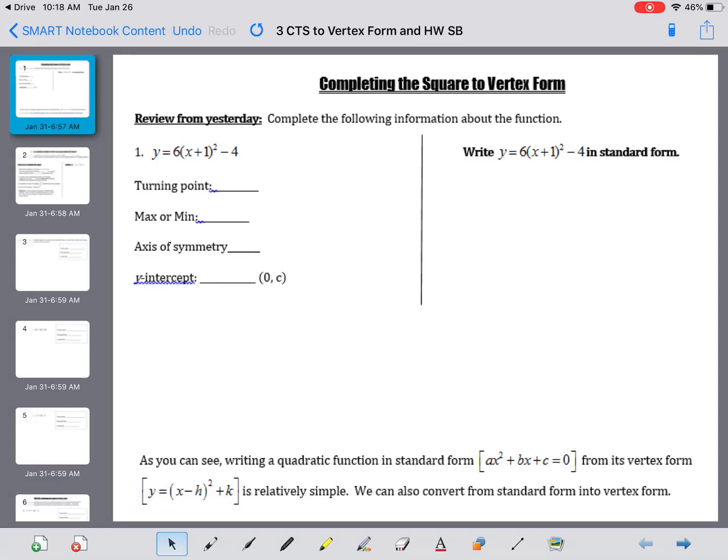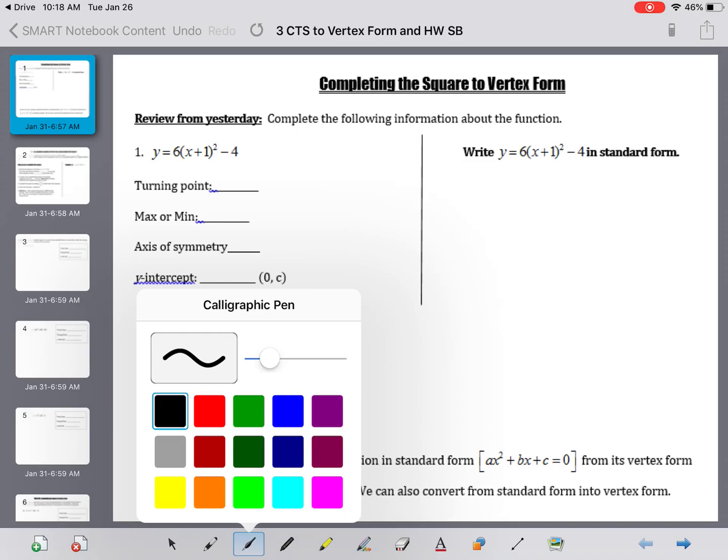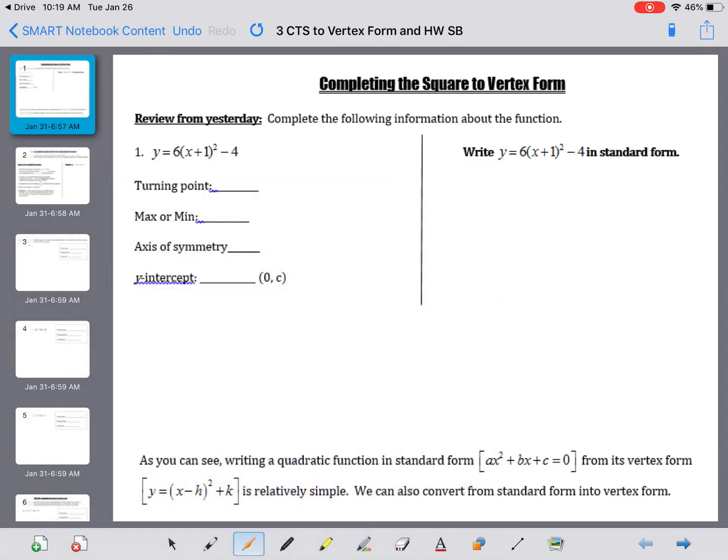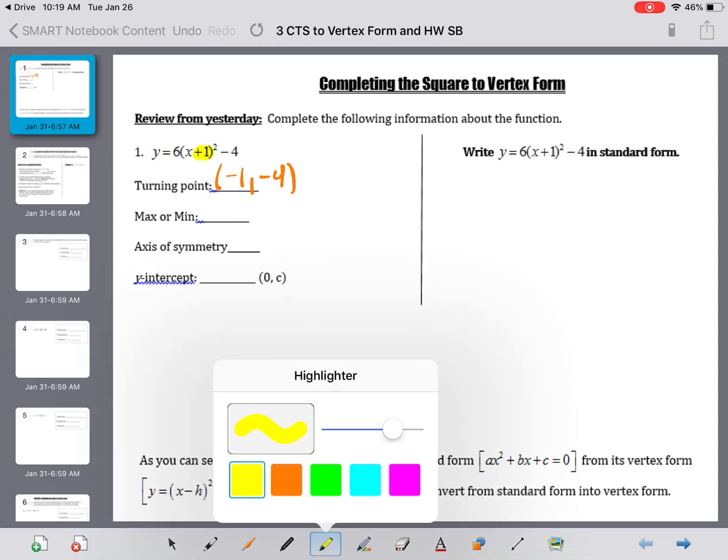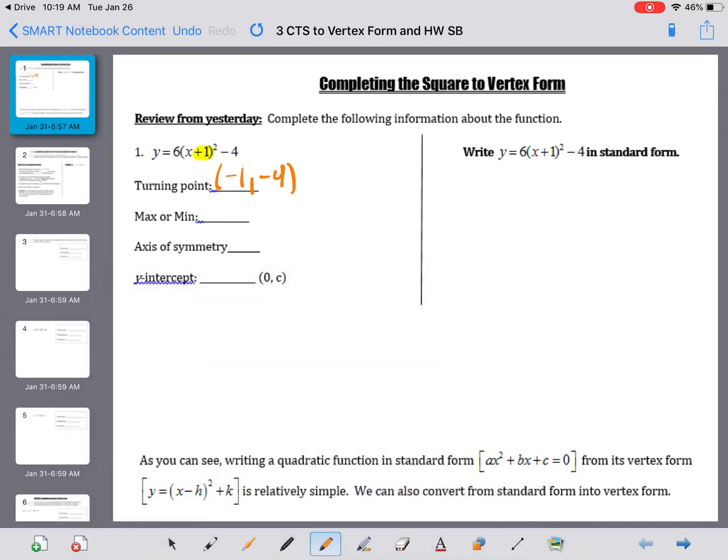So we review from yesterday. We have this quadratic in vertex form. We're going to answer the following. So the turning point would be -1, -4. Again, this is the x value of our turning point, but opposite. And then this is the y value of our turning point, but the sign stays the same.